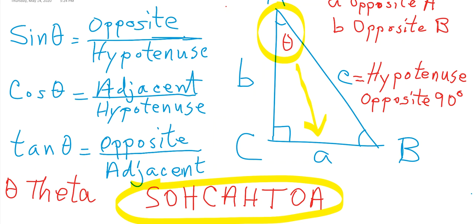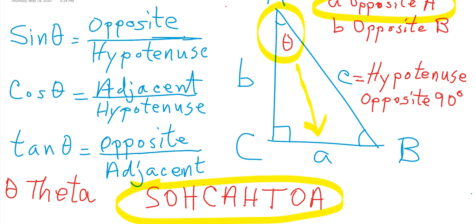Little a is opposite big A. And you notice that I've written it right here. Little a opposite big A. Little b opposite big B. So that's what we mean by opposite. Opposite is the side directly across from the angle that's under consideration. So if we're talking about sine of theta, and we're talking about the red angle that I've shown here, it's equal to little a over c. Little a over c.